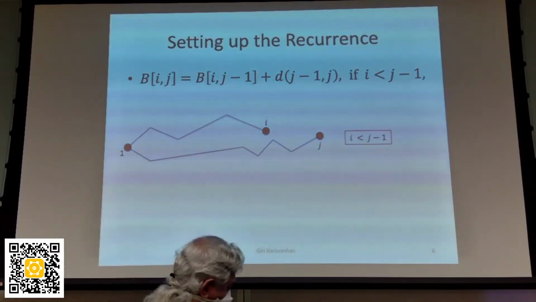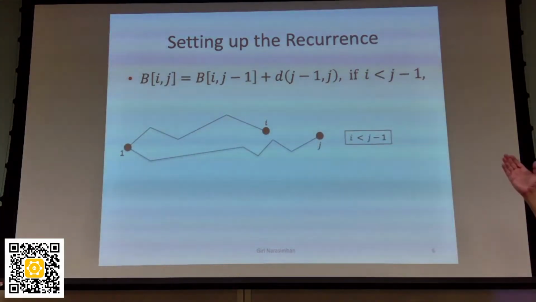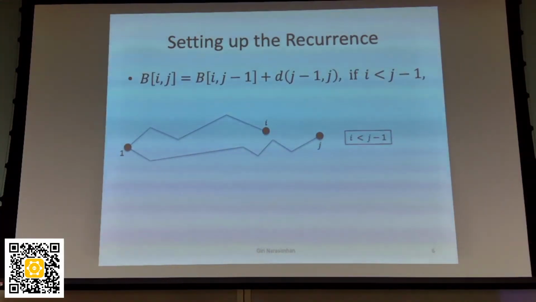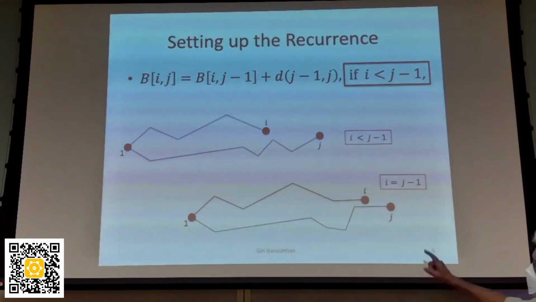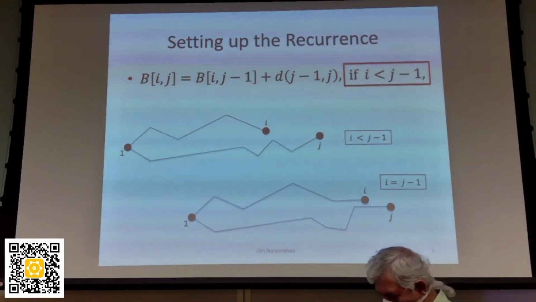Okay, so the second case is going to be what? If we have taken care of i less than j minus 1, there is only one other case possible, and that is when it's equal, right? So we've taken care of that. We're going to now take care of the case when i equals j minus 1. Now what happens?